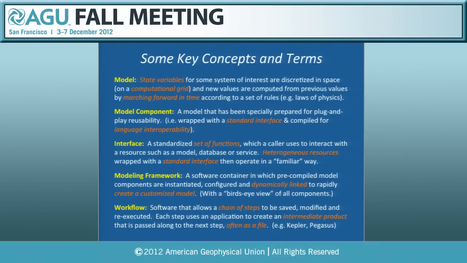So a modeling framework is really a software container where precompiled model components are instantiated, so they're generally treated as objects and instances of a class, and they're configured, dynamically linked, and then someone creates a custom model. And the framework, you can think of it as being able to look down into the innards of all the models that it's instantiated and query them and get information from them with a bird's eye view. And so that puts the framework in a unique position to pair up users and providers and to do other sorts of mediation things.